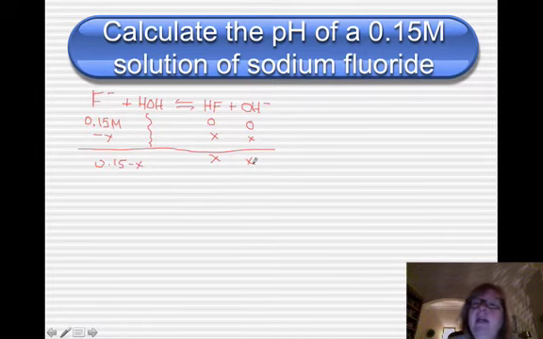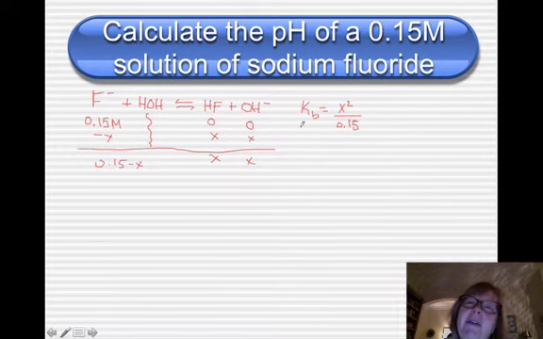Well, we're going to set it equal to the K, and in this case, it's a Kb. It's a Kb for the fluoride ion. Well, we don't have the Kb for fluoride ion, but we do have the Ka for its conjugate acid. So first of all, this Kb is going to equal x squared divided by 0.15, and we're going to drop that minus x because it's going to be so small. And we'll make sure that it is when we're done, that we can ignore it.